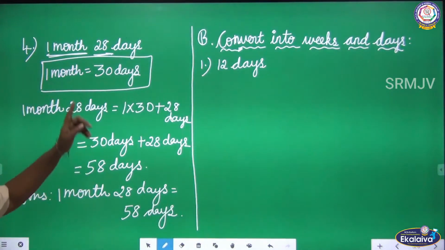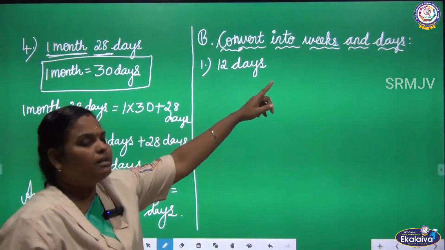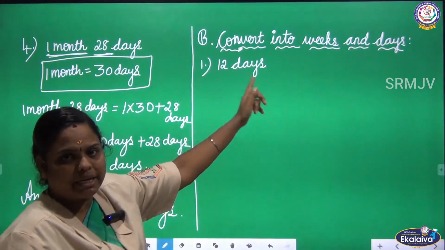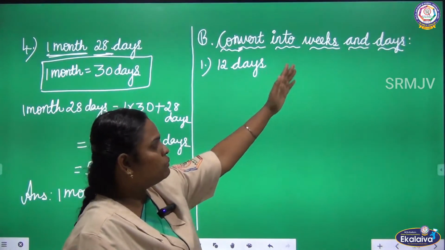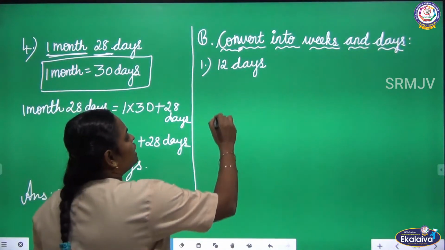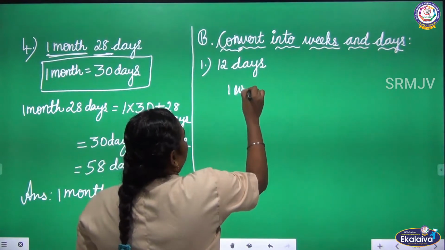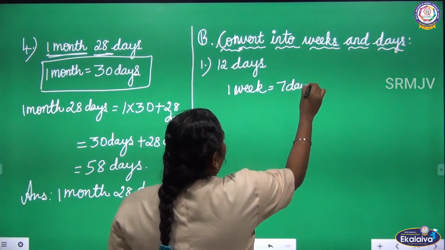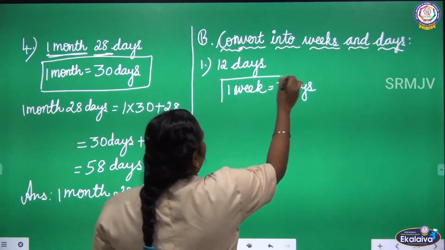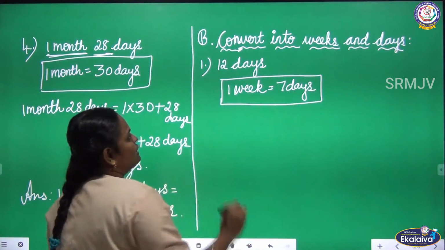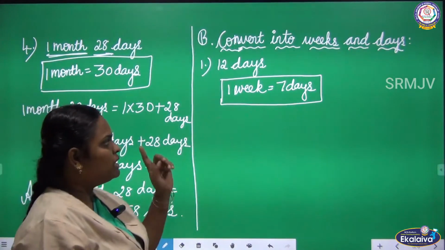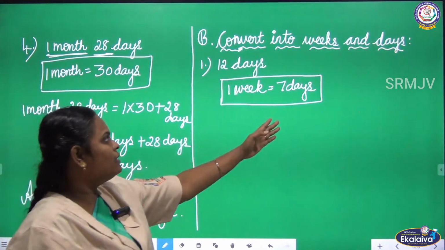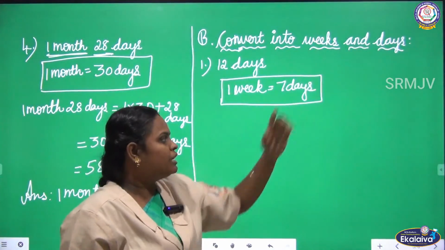Next one, convert into weeks and days. So they have given in days. We are going to convert into weeks and days. You know already 1 week equal to how many days, children? 1 week equal to 7 days. So 12 days equal to how many weeks, then how many days? If you divide by 7, you will get the answer, how many weeks, how many days.